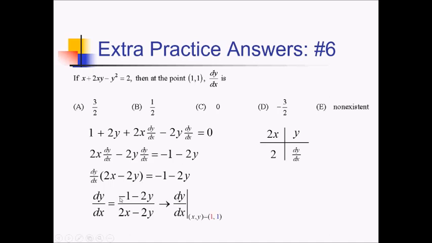Up top, I've got negative 1 minus 2 times the y value 1. And the x and y are actually the same thing here. Down below, I have 2 times the x value 1 minus 2 times the y value 1. So up top, this is negative 1 minus 2, so negative 3. Down below, 2 minus 2 is 0, which is going to give us an undefined answer here. So that means our slope does not exist. Choice E.